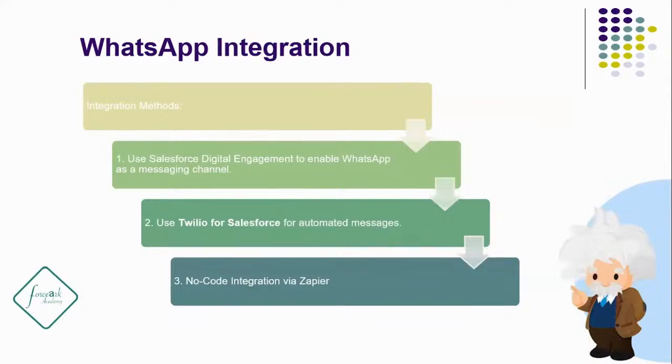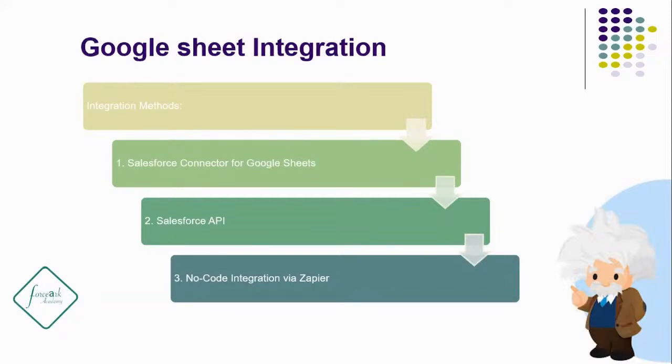WhatsApp integration. The integration methods for WhatsApp are: first, use Salesforce Digital Engagement to enable WhatsApp as a messaging channel. Second, you can use Twilio for Salesforce for automated messages. And third, you can use no-code integration via Zapier. For the Google Sheets integration, you need the Salesforce Connector for Google Sheets. Second, you can do it with the Salesforce API, or third, you can do it via no-code integration via Zapier.